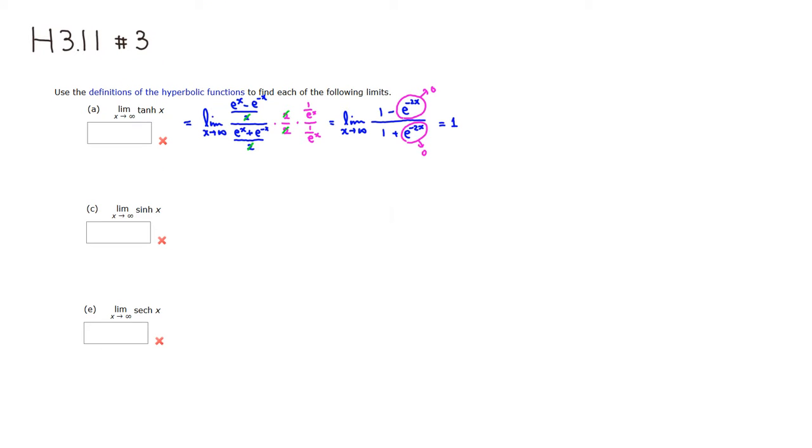It's very similar, but let's do part C, hyperbolic sine. So you have the limit as x approaches infinity. The definition of hyperbolic sine is e to the x minus e to the negative x over 2. In this case, x is going to infinity, so e to the negative x goes to 0, but e to the really big number is really big, so it goes to infinity. So infinity minus 0 over 2 is still infinity. So C is infinity.